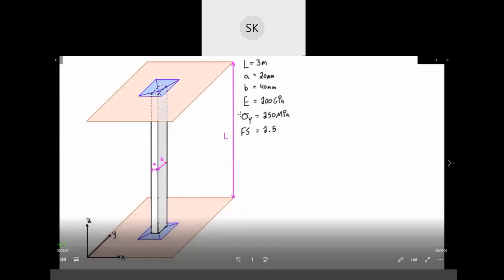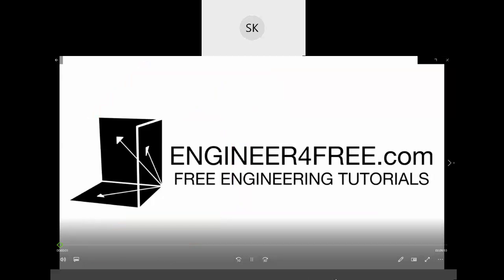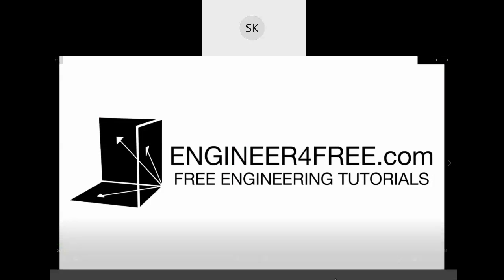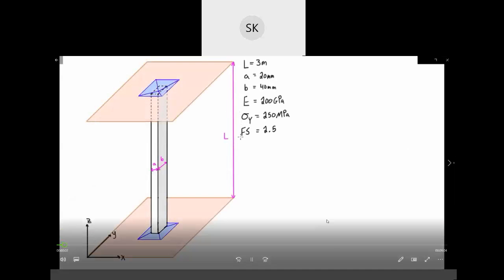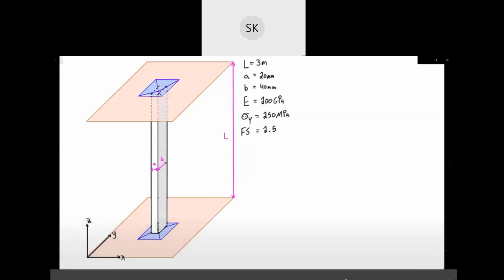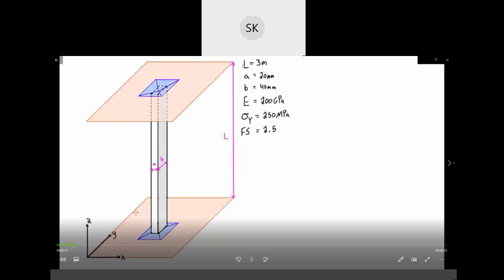Problem for column buckling. We basically just want to figure out what is the critical load. Alright, welcome back guys. In this video we are doing an example problem for column buckling. We basically just want to figure out what is the critical load and then what is our allowable load based on our factor of safety here. We want to check it against buckling. In this case this column can buckle in two directions. We have to check both of those. Then we also want to make sure that it's not going to yield the material.